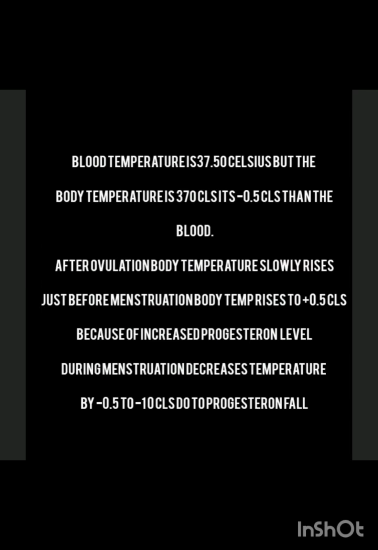If we see the difference between the blood temperature and the body temperature, there is a minus 0.5 degree Celsius difference, because our body temperature is not the same as our blood temperature. Blood temperature is usually 37.5 degrees Celsius, whereas our body temperature, if we subtract 0.5 Celsius, is 37 degrees Celsius, and that is usual. It is not abnormal, but usual.